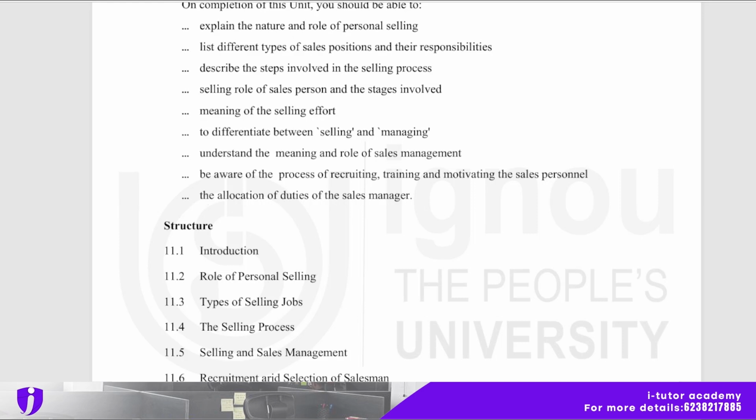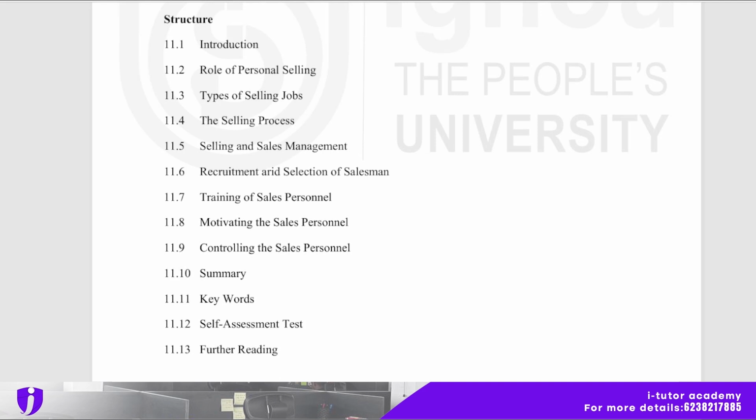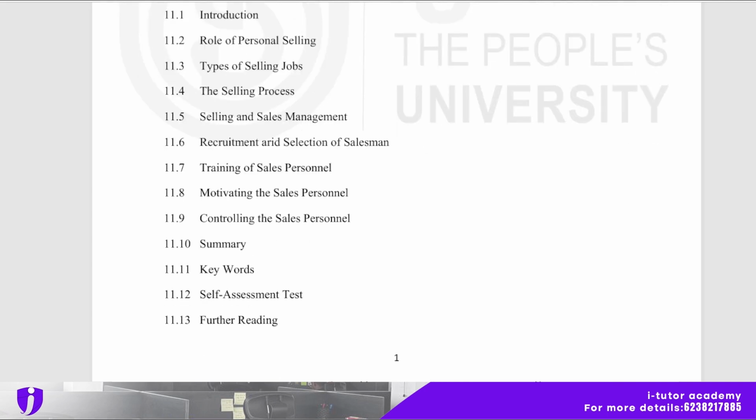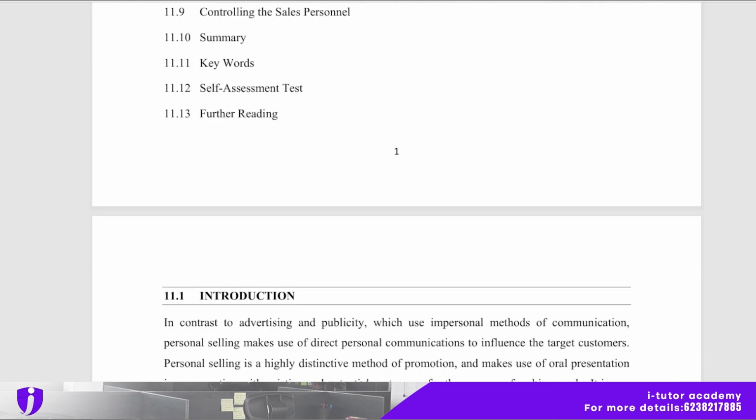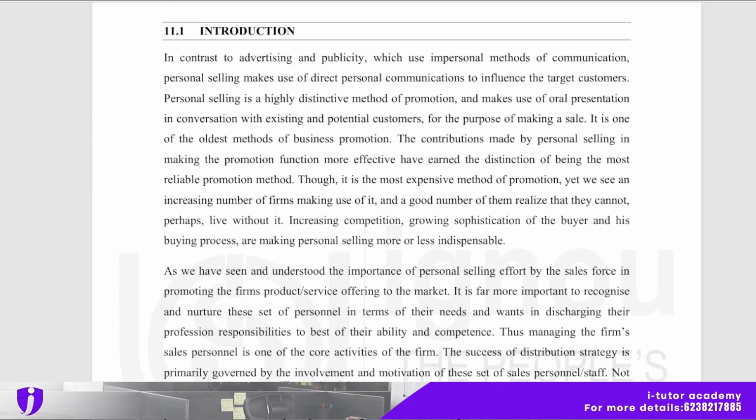So these are the objectives of this chapter, and the structure of this unit is: there is an introduction part, role of personal selling, type of selling job, the selling process, selling and sales management, recruitment and selection of salesmen, training of sales personnel, motivating the sales personnel, controlling the sales personnel. Summary is there, keywords are there, self assessment test is also there. So let's begin with the introduction part of this unit.